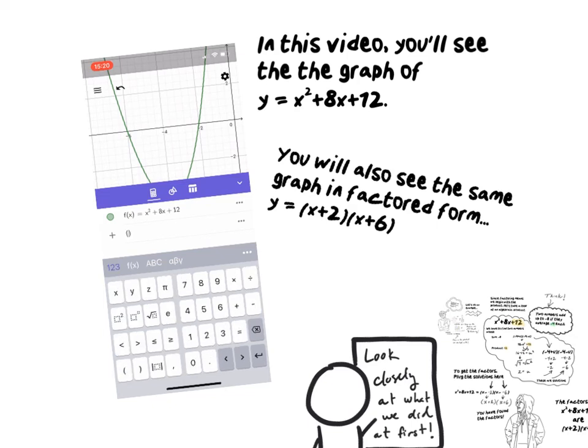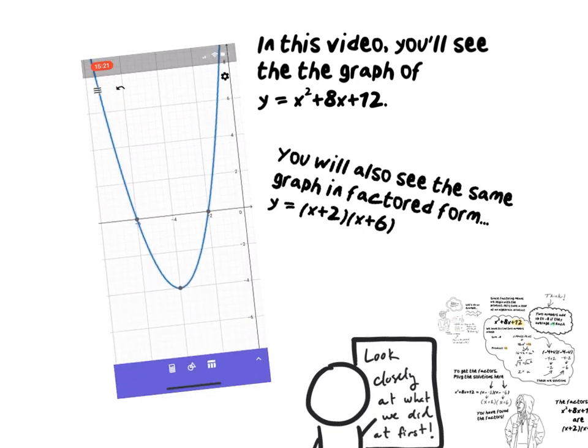Now I'm going to type in the factored form, which is x plus 2 times x plus 6, and it should give me the same graph. And there it is. It's the same graph. And then if we look at those solutions, we get the same solutions. Negative 6, 0, negative 2, 0.